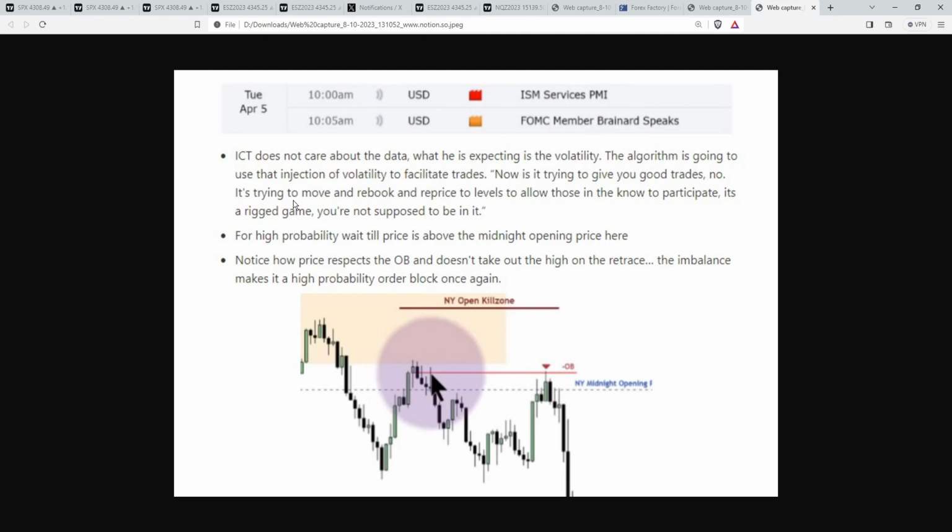No, it's trying to move and rebook and reprice levels to allow those in the know, he's talking about smart money, to participate. It's a rigged game. You're not supposed to be in it. Smart money is utilizing news for their benefit. They're using it to either manipulate your stops or deliver it to a level of liquidity where they could exit their position. So if you are new, it's best to wait till after high impact news and then start looking for setups.